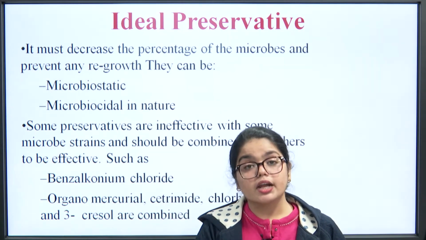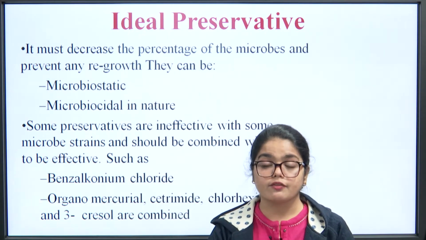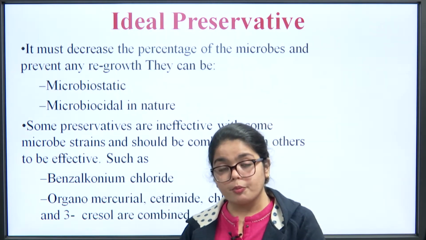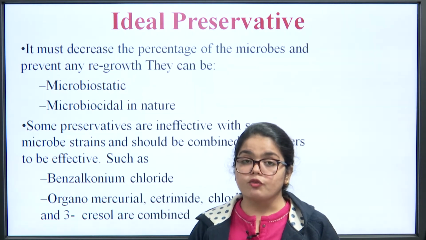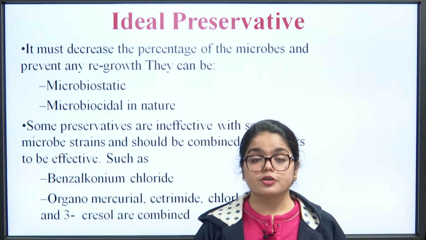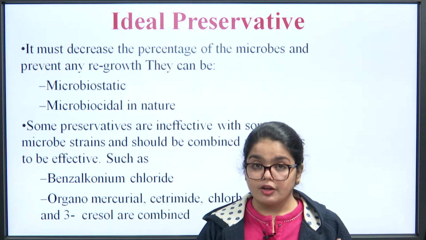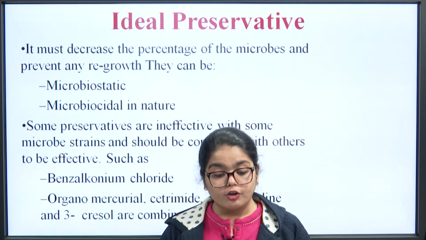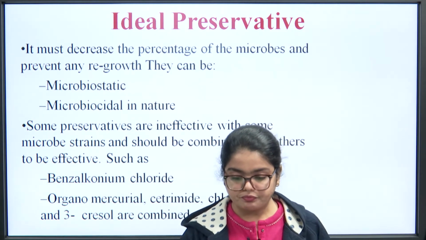Then some preservatives are ineffective with some microbe strains and should be combined with others to be effective. What happens? There are different types of preservatives, with different properties. If a particular kind of preservative is not that suitable for a particular microbe, it should not be used, because it would not be able to stop the growth of microbes in an efficient way. Like benzalkonium chloride, organomercurials, cetrimide, chlorhexidine, and many more examples are there.